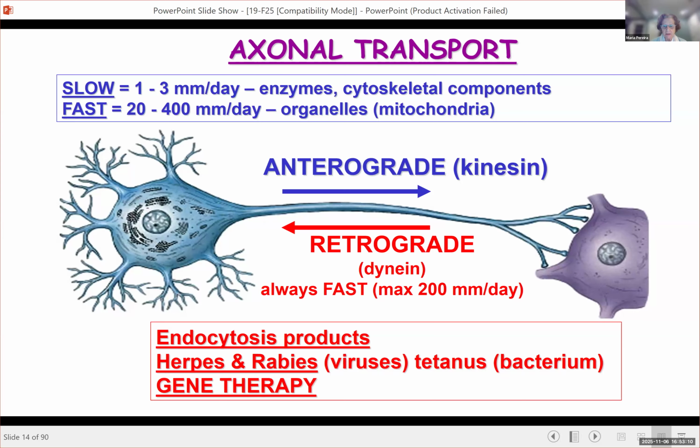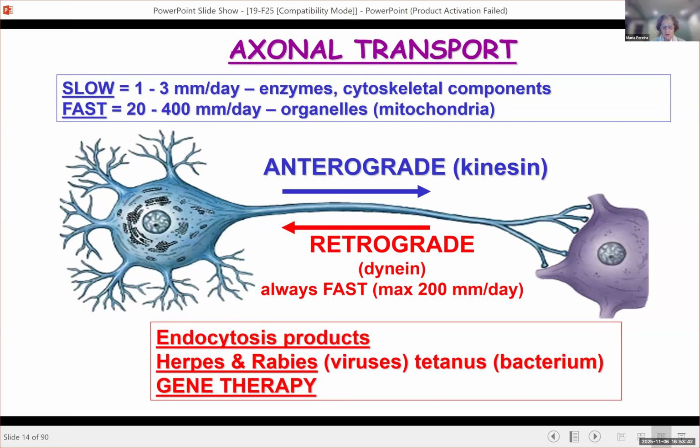So the anterograde transport can be slow or fast. Slow goes from 1 to 3 millimeters per day. Fast, in terms of cell transport, is 20 to 400 millimeters per day. So this is the cargo for mitochondria. You need mitochondria to come from the cell body all the way to the axon terminal, because you need ATP here also. And then the ones that go slower are enzymes, cytoskeletal components, and so on.